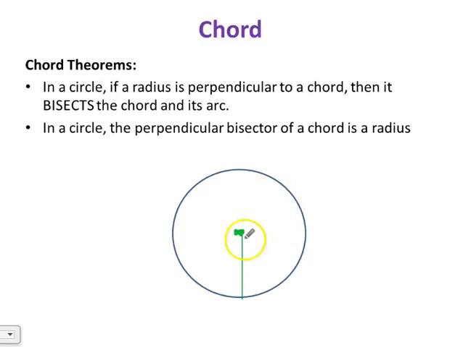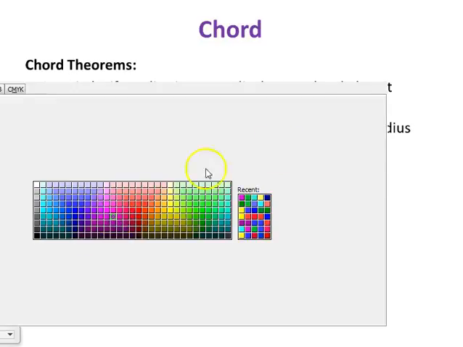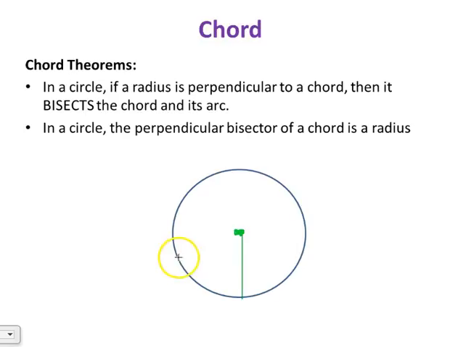So in a circle, if the radius is perpendicular to a chord, so now I'm going to draw on a chord, and remember a chord is just a segment that intersects both sides of the circle. So if we've got a chord, I'm drawing in purple, and if it is perpendicular to the radius, then it bisects the chord and its arc. It bisects the chord and its arc. So let's put some labels, some points in here, and say that that's point C, this is point E, this is point F, and this is point D.